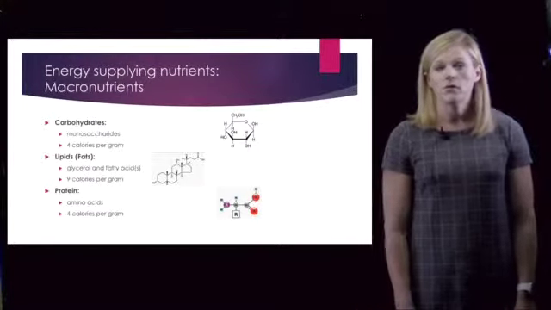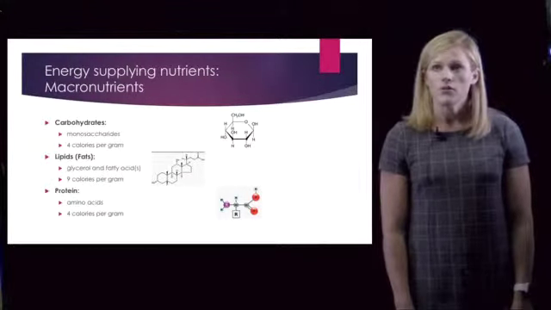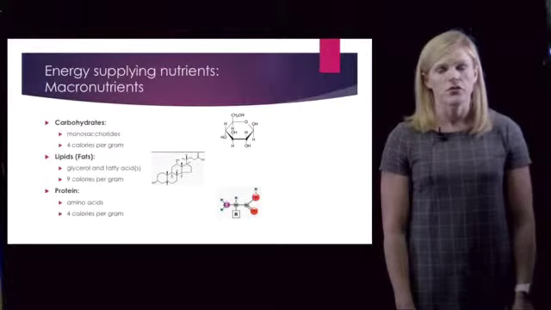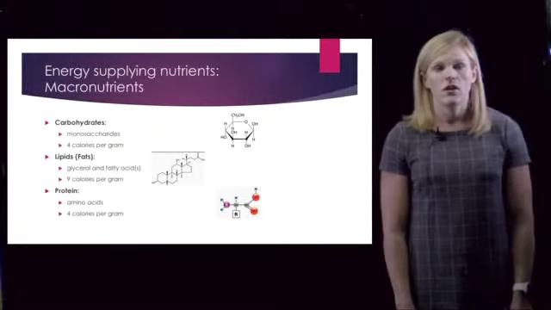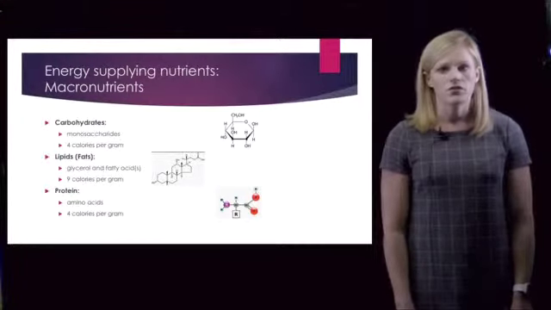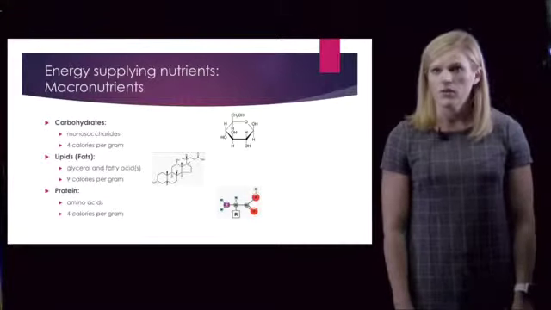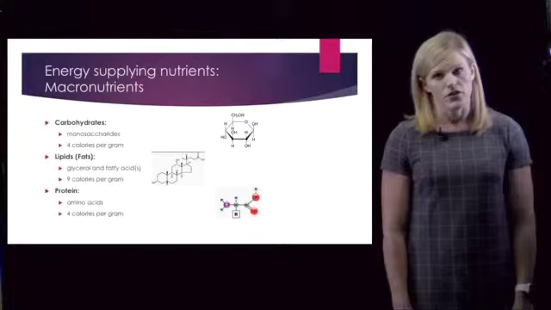So let's begin by reviewing some of the information we saw in the previous videos. First of all, we know that there are 3 primary energy supplying nutrients. We call these macronutrients. The first of which is carbohydrates. Carbohydrates are our primary source of energy. They are composed of simple sugars called monosaccharides. For every gram of carbohydrate that we eat, we receive 4 calories of energy.